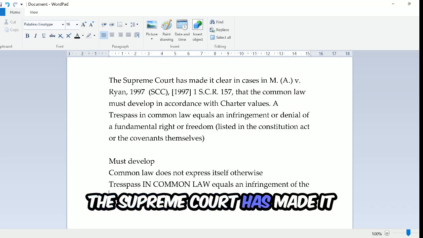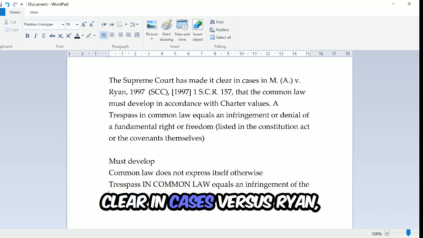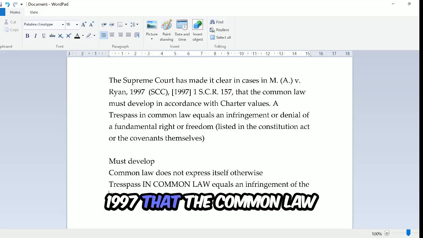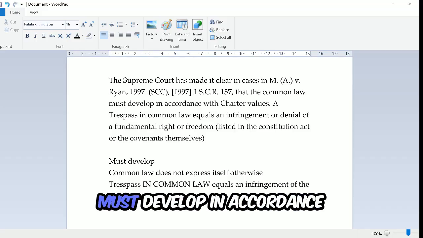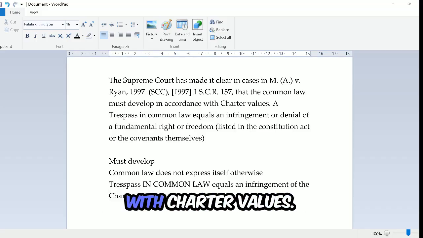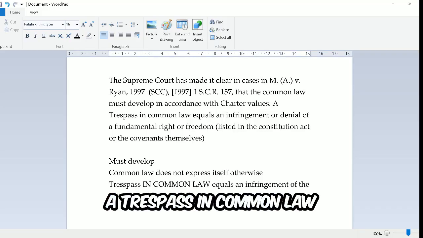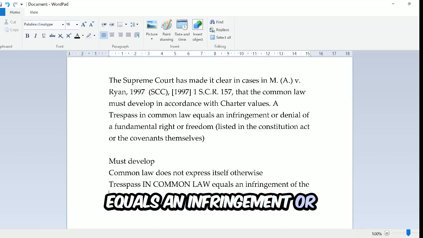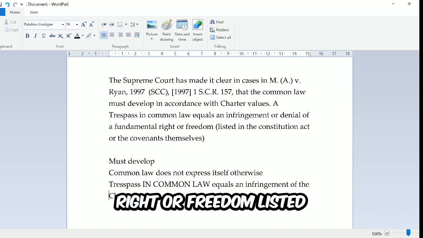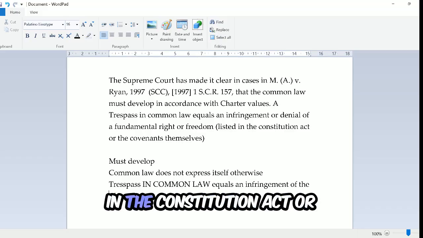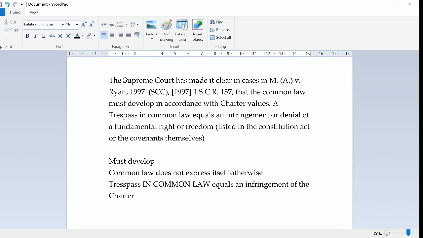The Supreme Court has made it clear in cases like M versus Ryan, 1997, that the common law must develop in accordance with charter values. A trespass in common law equals an infringement or denial of a fundamental right or freedom listed in the Constitution Act or the covenant themselves.